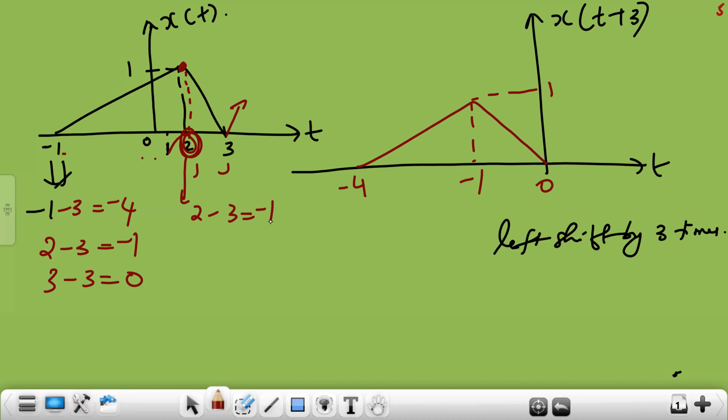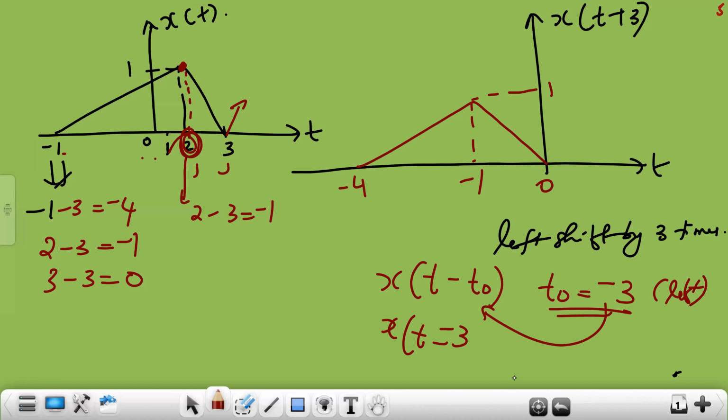Yes, one question. If we are subtracting 3, then why are we writing x of t plus 3? I will explain for you. The general way of representing any time shifted signal is x of t minus t naught. So if t naught is -3, it means it is left. -3 means where it will lie? It will lie on the left axis. So substitute here, then it will become x of t minus -3, that is x of t plus 3. Is that clear, Sayan?